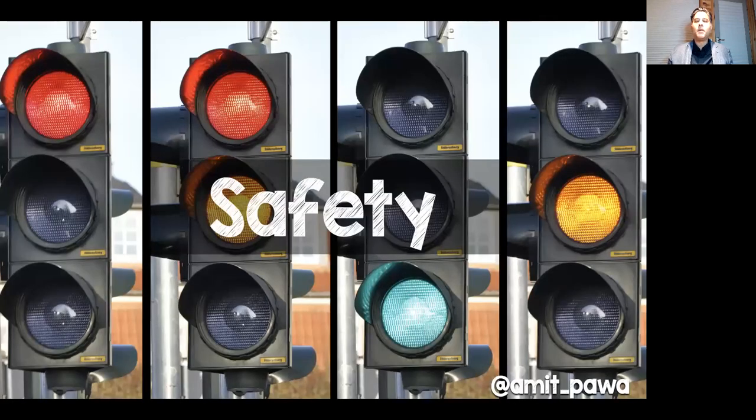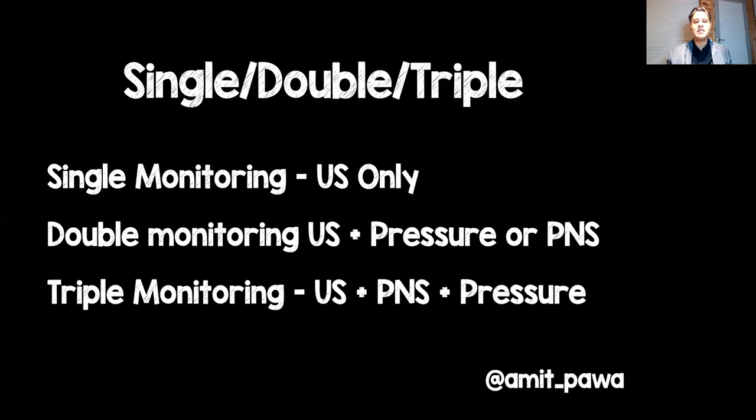So what now about safety? So we've talked about all these great techniques, but how can we make sure we're practicing regional anesthesia safely? Well, you may have been familiar with this single, double, and triple monitoring terminology. Single monitoring would be using ultrasound, or in the older days, using peripheral nerve stimulation only. Double monitoring is adding another modality. So either combining ultrasound and peripheral nerve stimulator, or adding some form of injection pressure monitoring. And then triple monitoring is using all three of those.